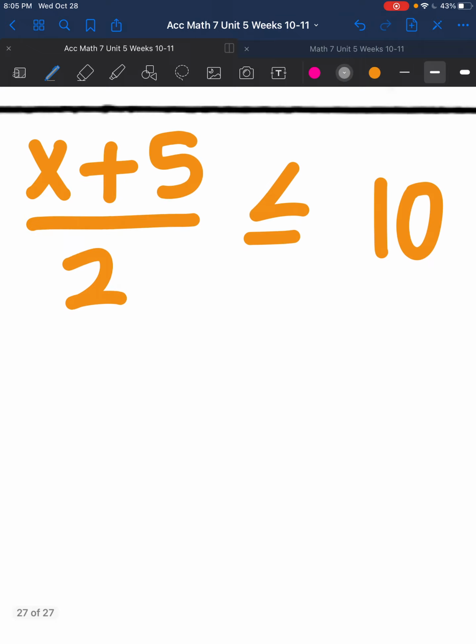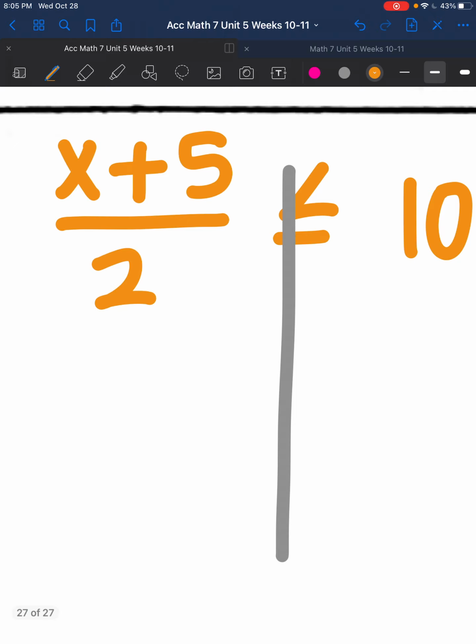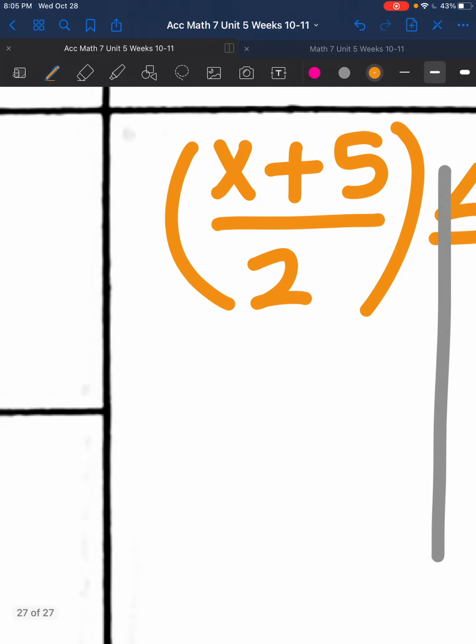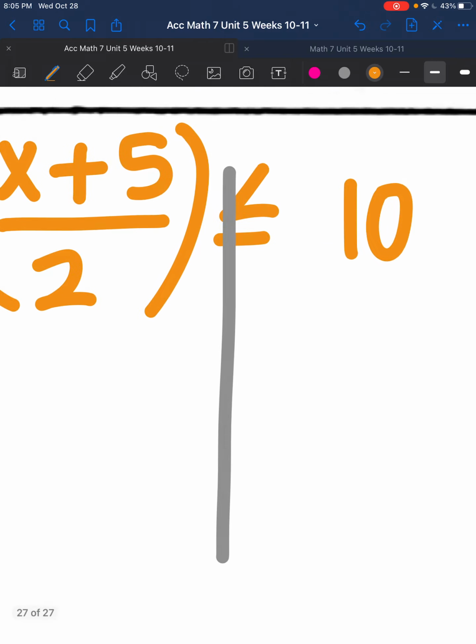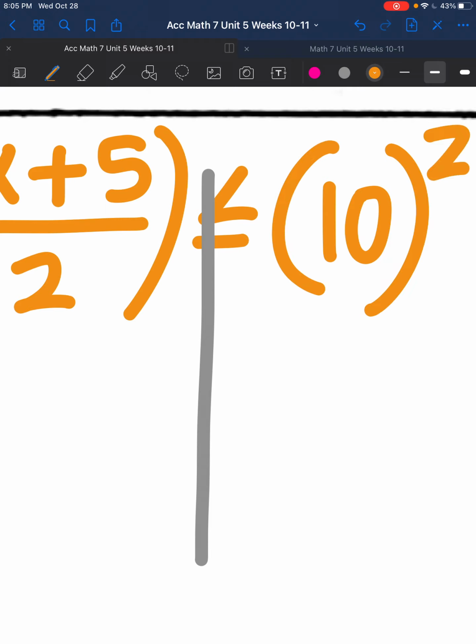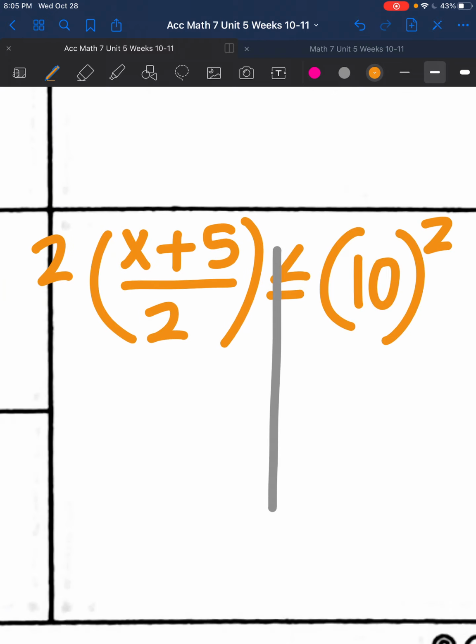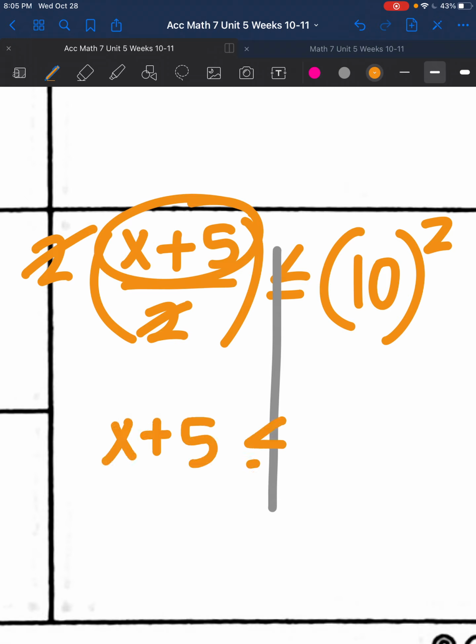In order to solve this, the first thing that I want to do is clear that fraction. And in order for me to clear the fraction, I need to multiply by the value that's in the denominator, 2. And I do that on both sides. So let's focus on the left-hand side. 2 times x plus 5 divided by 2. Well, my 2's cancel out, leaving me with what's on top, x plus 5. And that's less than or equal to 2 times 10, which is 20.